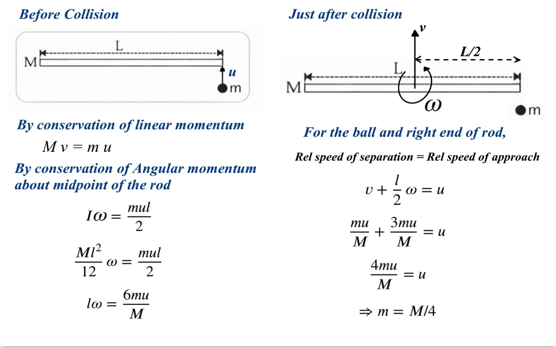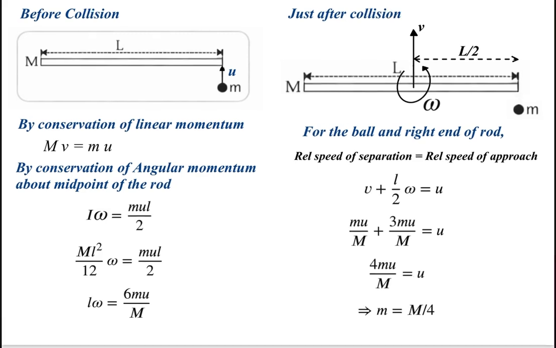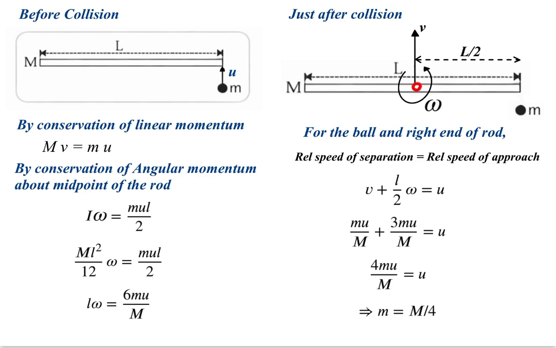Now we also have to conserve the angular momentum about the midpoint of the rod. To find this omega, we have to conserve angular momentum about this point, because the forces involved in the collision are internal, so they cannot change the angular momentum. The initial angular momentum about this midpoint was mu into this distance, which is L by 2. So this is the line of velocity and this is the perpendicular distance.